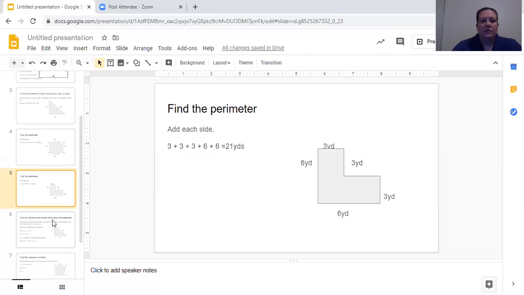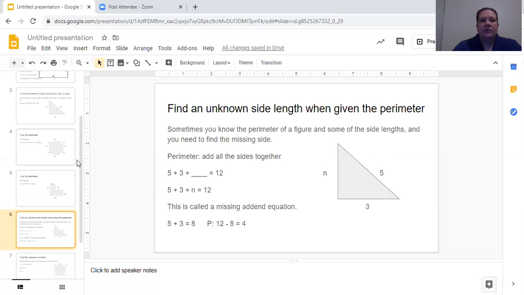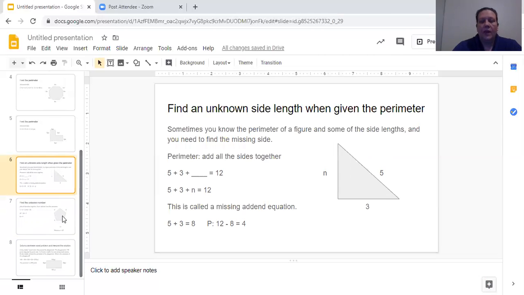Our next objective that we're going to be looking at is to find an unknown side length when given the perimeter. Sometimes you know the perimeter of a figure and some of the side lengths, and you need to find the missing side. Again, for perimeter, we need to make sure that we are adding all the sides together.